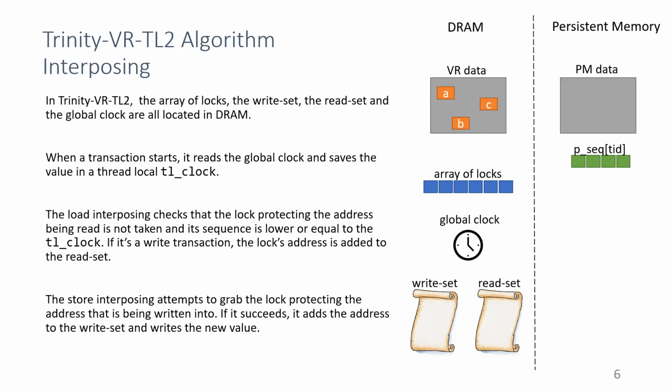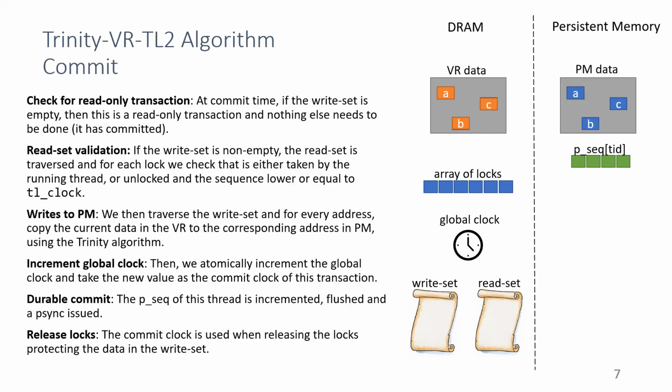So we need an array of sequences with one entry per thread. The load interposing and the start interposing of the TL2 concurrency control are just the same as the original, except we use an undo approach with write-through execution. At commit time, we follow a protocol very close to the original TL2. We check if the transaction is read-only by looking if the write set is empty. We do read set validation, and only after the read set has been validated, we know that from a concurrency point of view, this transaction has committed. So now, and only now, are we going to replicate those writes on persistent memory. Up until then, all modifications have been done in volatile memory.